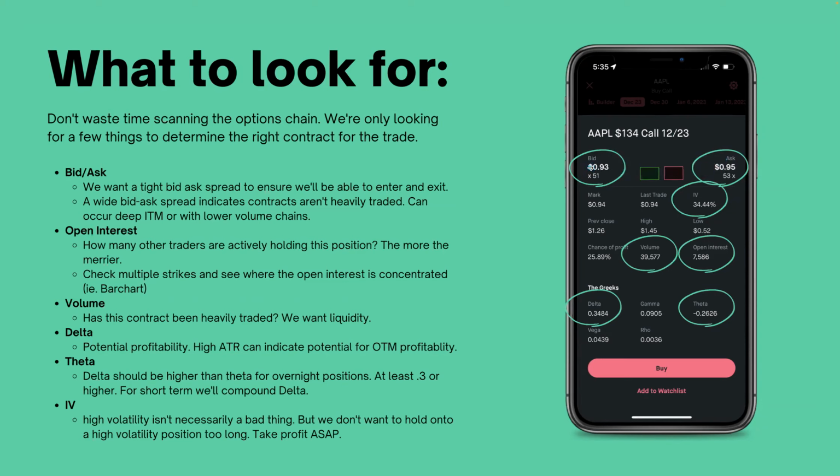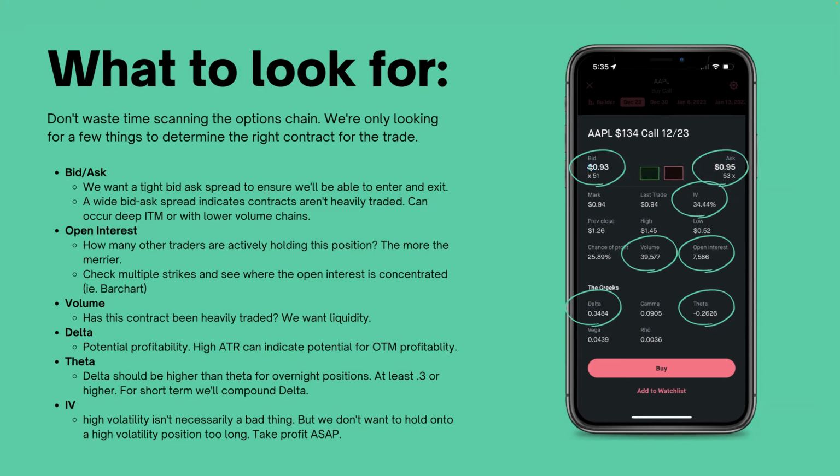Open interest, boom. How many people are holding this position? Really, you just want to look for other people. You don't want to be the only person. I've seen options chains where this was like 5 or 0. I think of open interest as like a party. So how many people are actively holding this position? If you show up to a party and you're the only one there, that's a little creepy, right? If you show up and there's 30, 40,000 people there, that's a different story. So just keep that in mind.